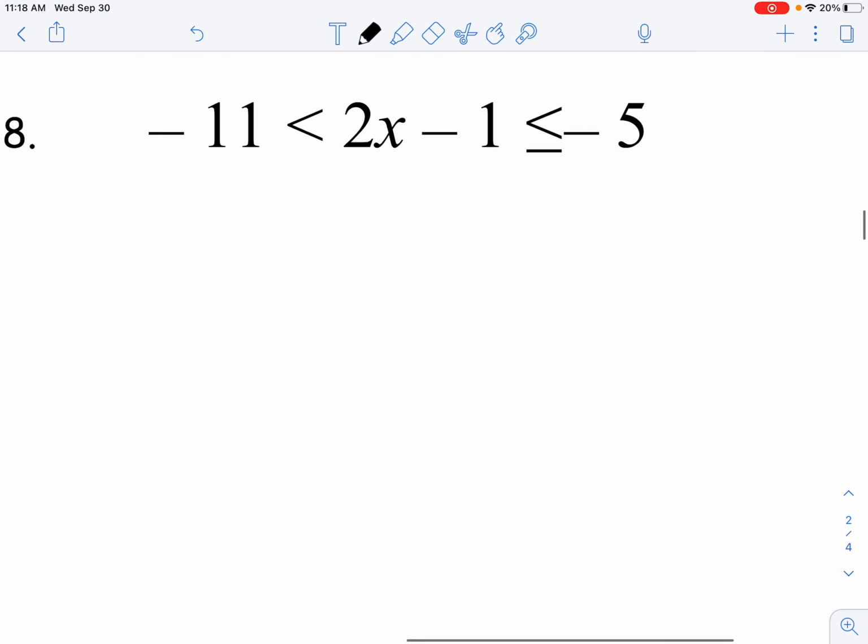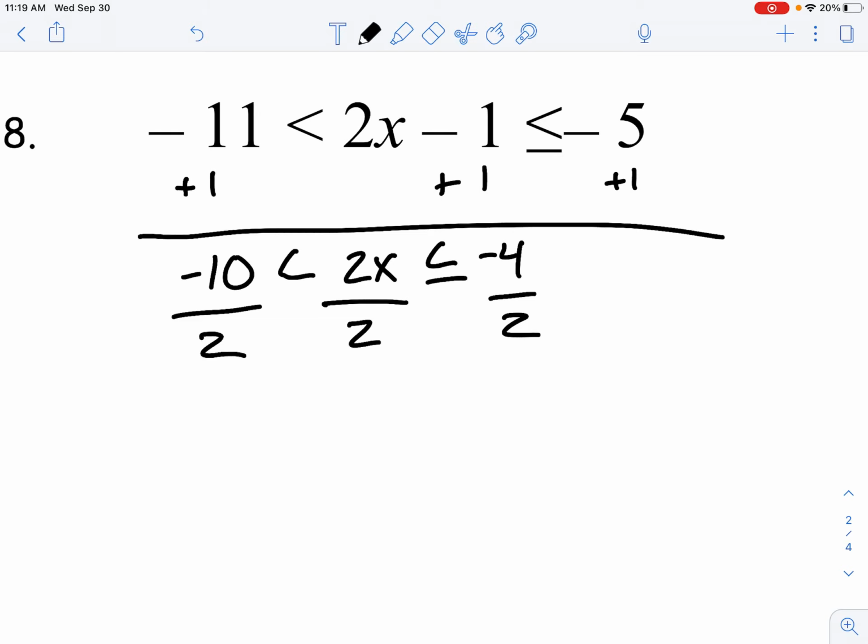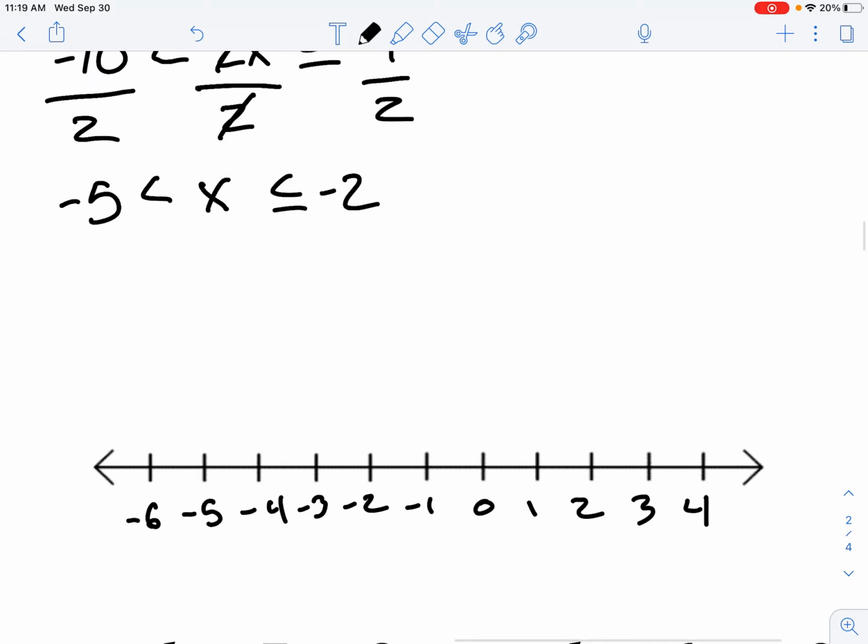On to the next one over here. Same idea here, so I'm going to go a little bit quicker. Plus 1, plus 1, plus 1. Negative 10. 2x. Negative 4. Divide by 2, divide by 2, divide by 2. I got negative 5. Oops, no equal sign on that one. X is going to be by itself because those cancel out. And negative 2. So in between negative 5, which is an open circle, and negative 2 is a closed circle because that has an equal sign on it. It's an AND problem, so those can be connected.